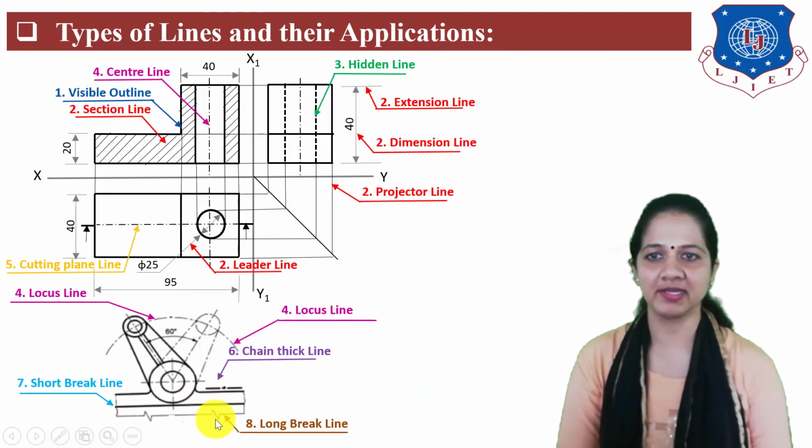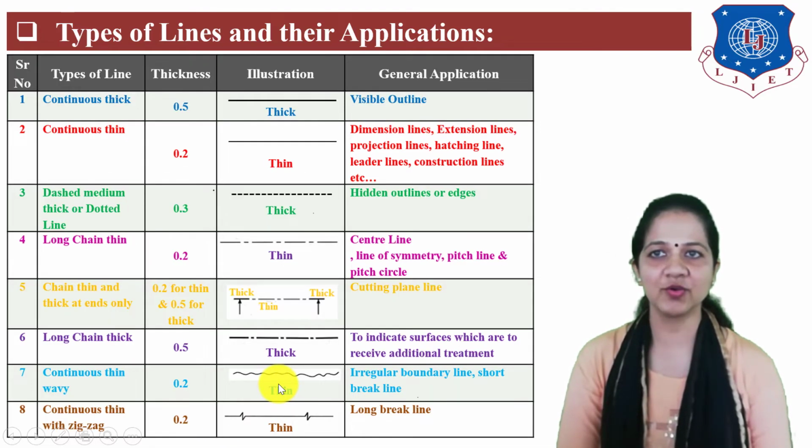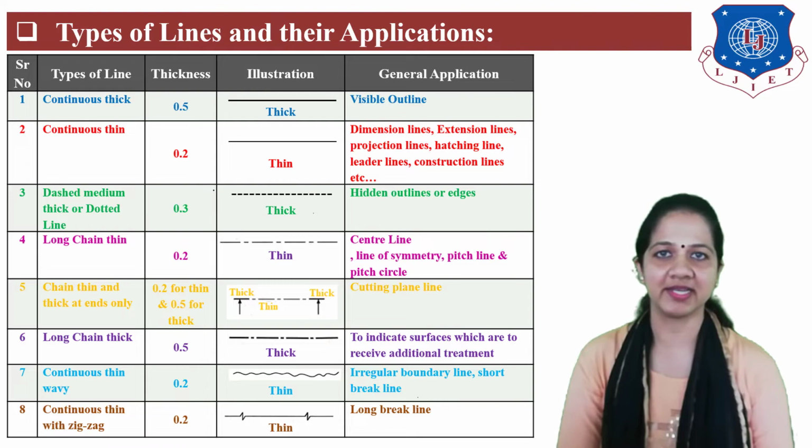Look at this figure. This is a long break line, represented by a continuous thin line with a zigzag. So these are the types of lines which are used in engineering drawing.